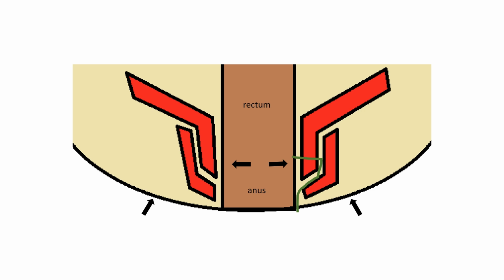Transsphincteric fistula, on the other hand, passes between the internal and external sphincter. Then, the suprasphincteric fistula goes around the external sphincter but passes the internal sphincter before going to the anus. Lastly, extrasphincteric fistula is a fistula that connects the rectum to the perineum.